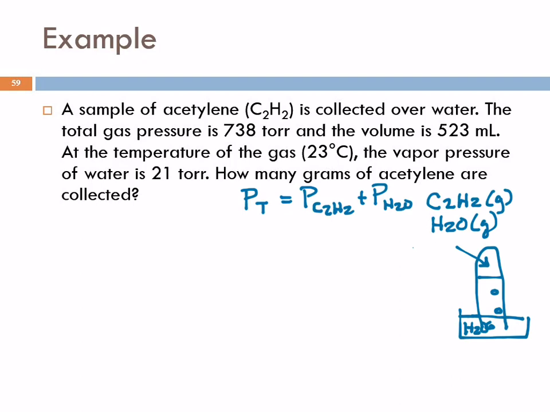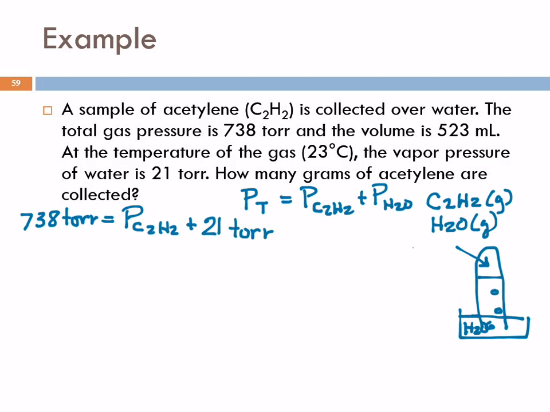So the total pressure, 738 torr, is equal to the pressure of the acetylene plus 21 torr. Not very organized in how I'm doing this morning. So then finding the pressure of the acetylene is a matter of taking 738 and subtracting 21. So the pressure of the acetylene is 717.